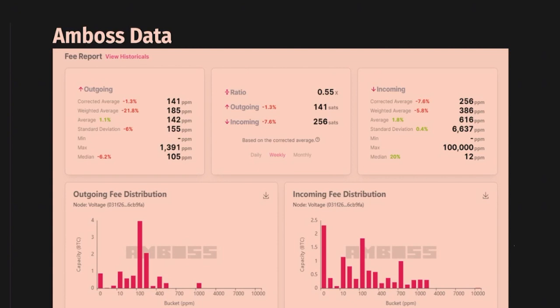But another thing to look at is, let's go through this. So this is the Voltage node. And if I want to open up a channel to the Voltage node, maybe I want to see what their fee distribution is. So we're going to be talking about fees here in a second, but basically all this is saying is that of all the channels, this is what Voltage is setting their fee rate at, this one here on the left. And on the right, that's the one that their peers are generally setting the fee rate at.